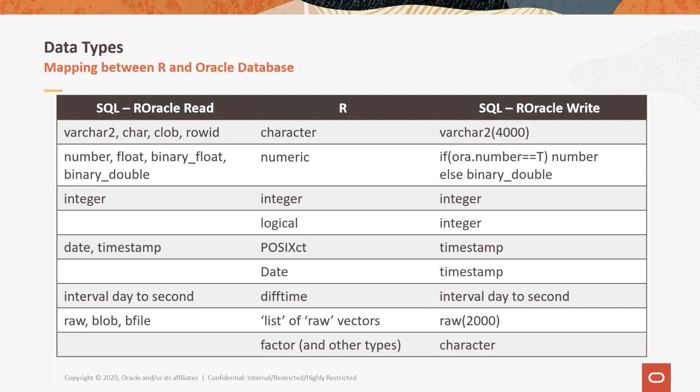Just for your reference, here's a mapping between the R data types and Oracle database. The OML4R mapping follows that of ROracle, the connectivity package, for this processing. For example, if the database has a column of type date or timestamp, this gets mapped to R's POSIXct data type. If an R data frame has a column of type POSIXct or date, this gets written to the database as type timestamp, and others can be interpreted similarly.